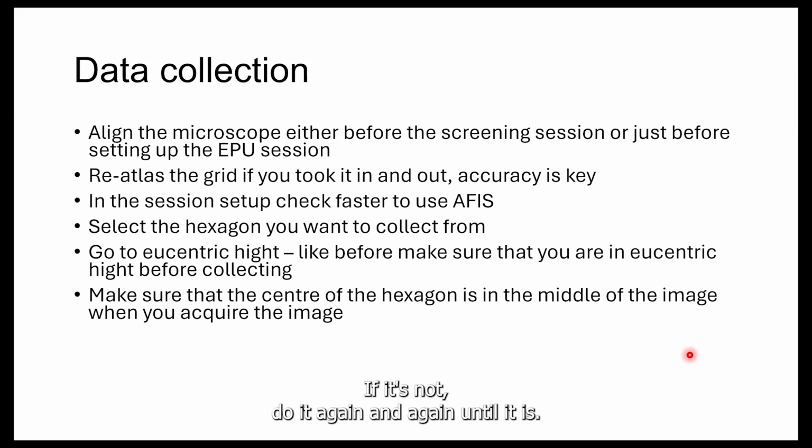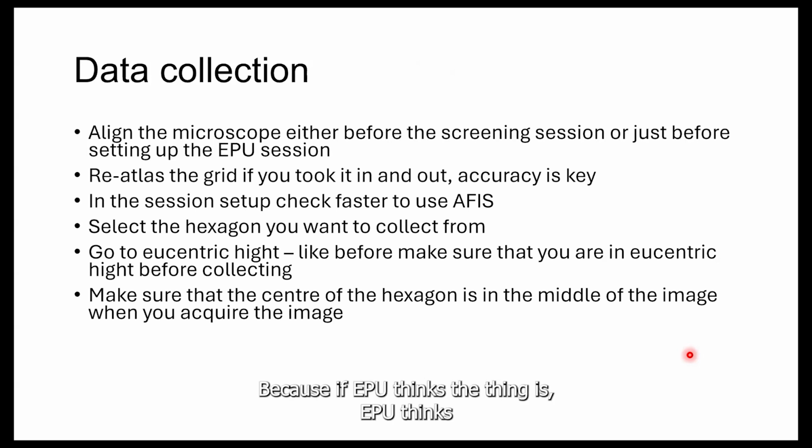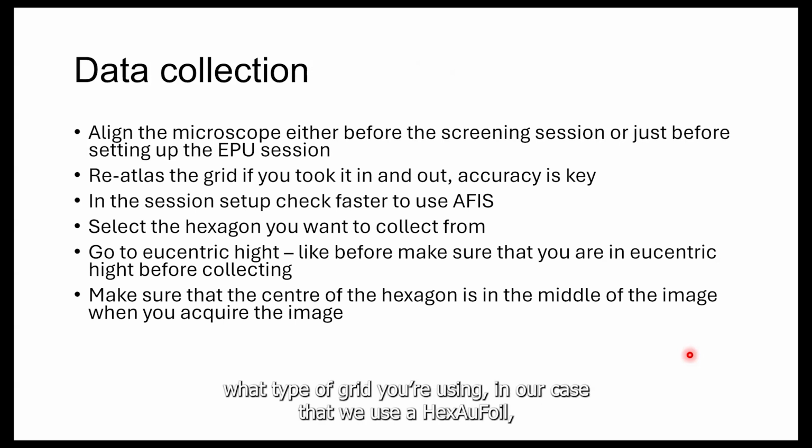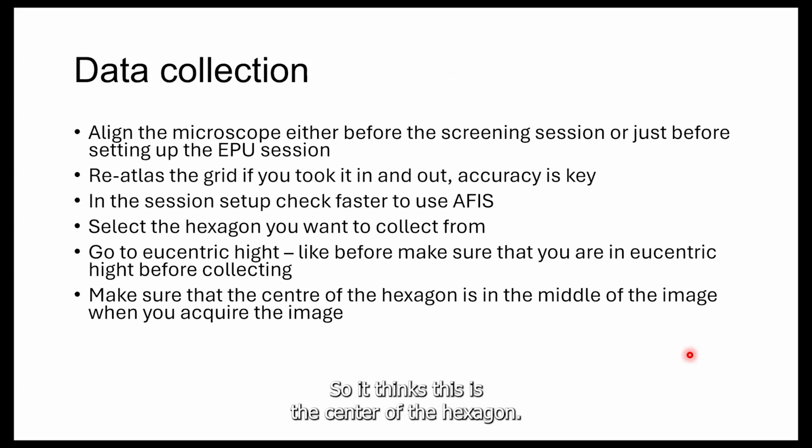If it's not, do it again and again until it is, because EPU thinks this is the center of the hexagon or the square, and it doesn't matter what type of grid you're using. In our case, we use HexAuFoil, so it thinks this is the center of the hexagon. And this will be a problem because it applies the APHIS, so it will think you collect in one way and it actually thinks in a different place, and this will lead to, again, black images of gold, which you don't want, or even worse, black images of the grid bars, which you definitely don't want. So make sure this is happening.